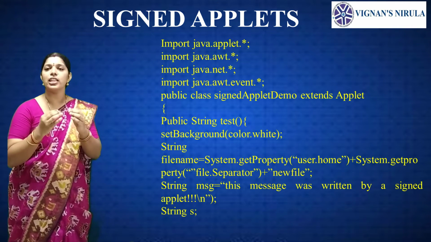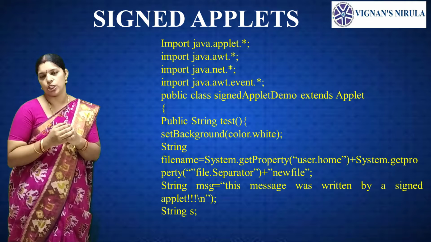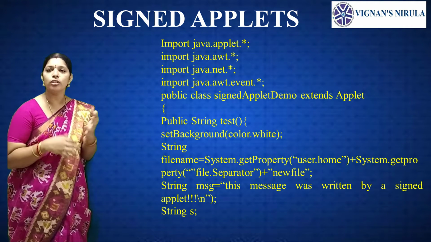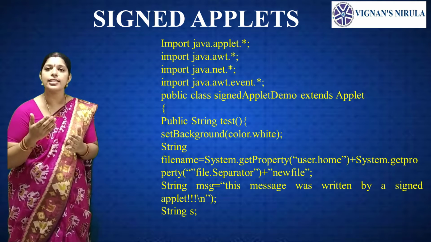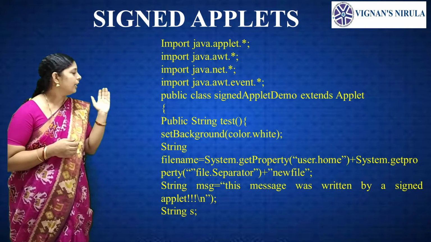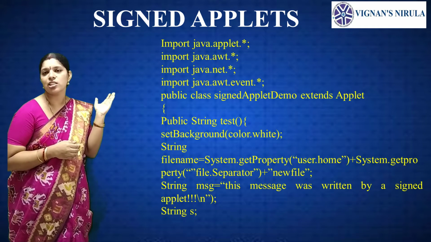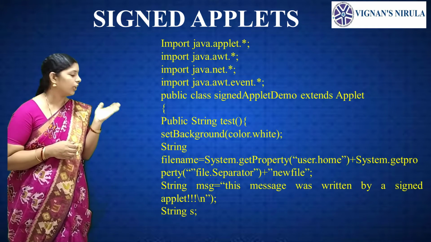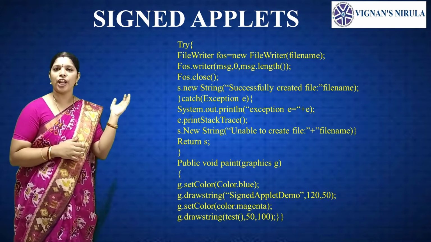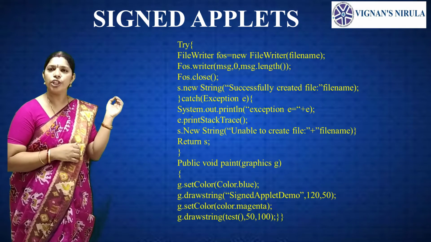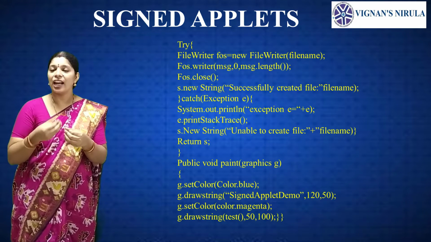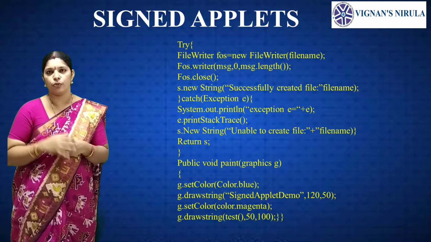Next, we are displaying one message. What is that message? Here, the String message equals "This message was written by the signed applet." We are displaying one message, and after that we are displaying the String s. After that, we are using the try and the catch blocks here. So here in the try block, we are writing one message to the particular file.